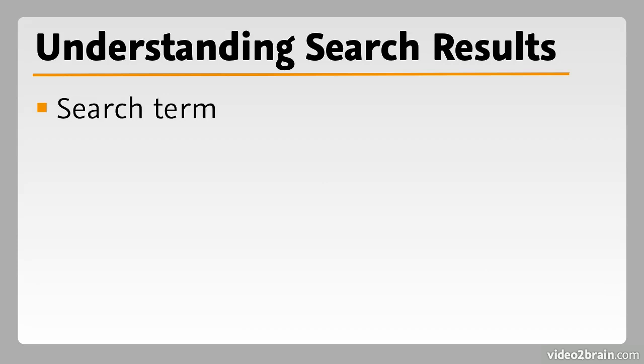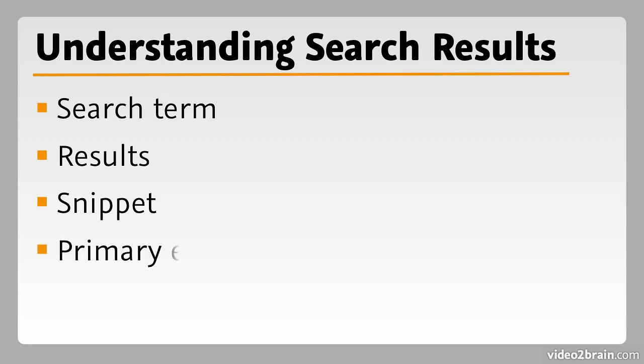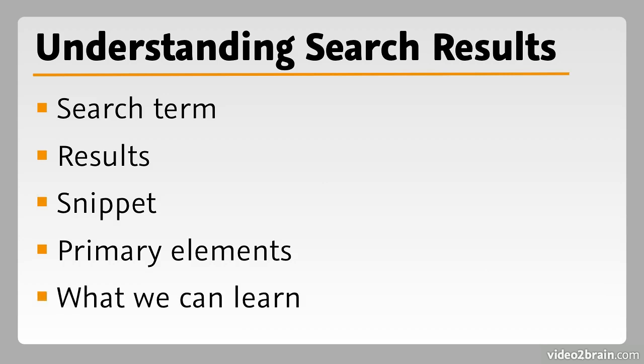in the first step of optimization. So what we're interested in is the term that people use. We're interested in the results and how the results are shown. Is it blended results? Can we take advantage of that? What are the other results on the page, and what do we have to compete with? And then also, what is the snippet? We're going to break down what the snippet is, but basically that's the listing for your website, and there are multiple components that make that up. Then we're going to look at the primary elements of the search result page, of the snippet, and figure out what we can learn and how we can apply it.